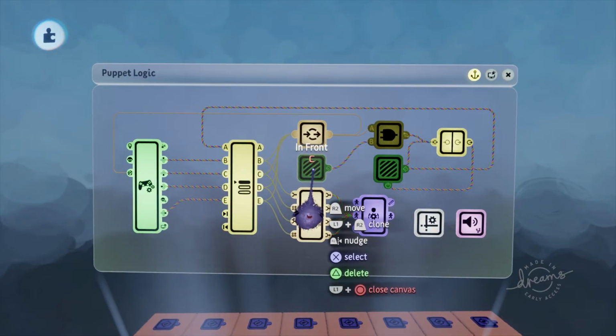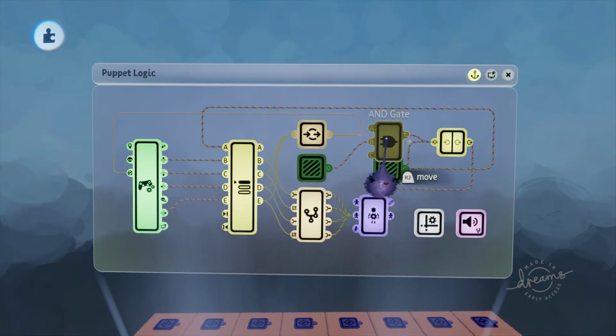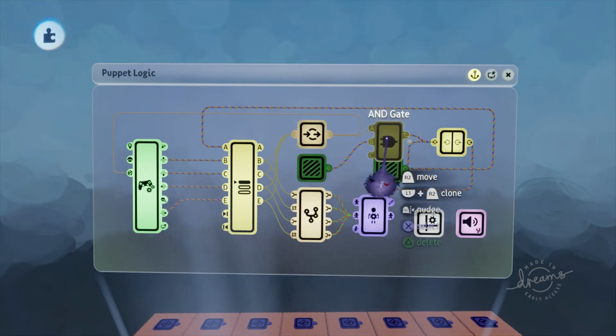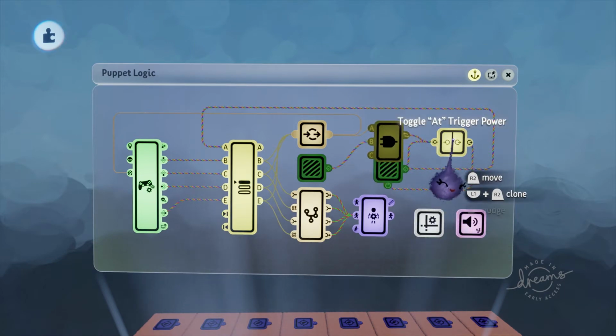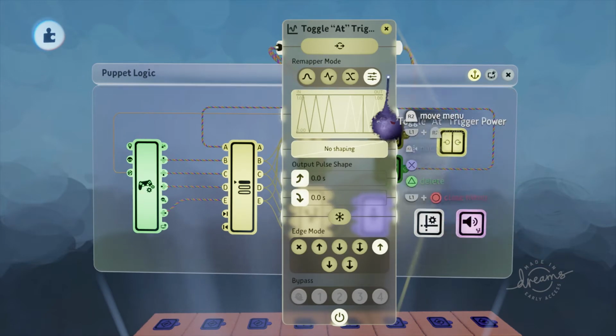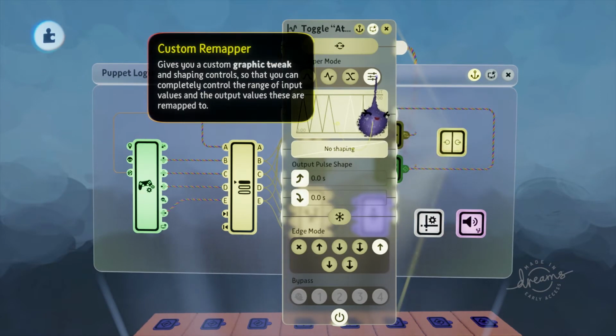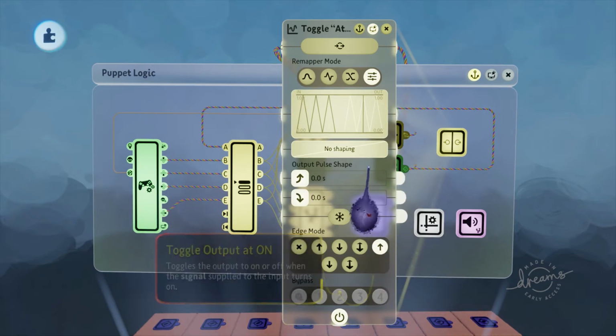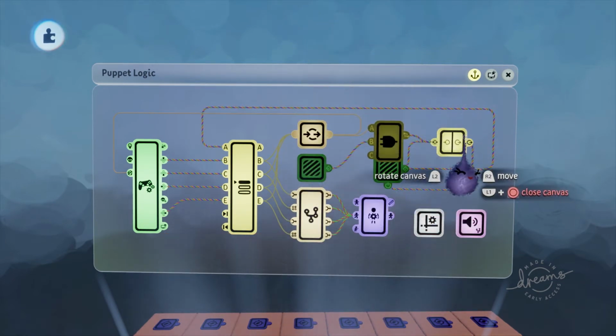The in-front zone and the while moving node both output to an AND gate. When the puppet is in a moving state and the in-front zone is not active, the AND gate outputs a signal to a signal manipulator. The signal manipulator is set to custom remapper toggle output it on. This turns the signal manipulator into a switch, which can be used to turn the second trigger zone off and on.